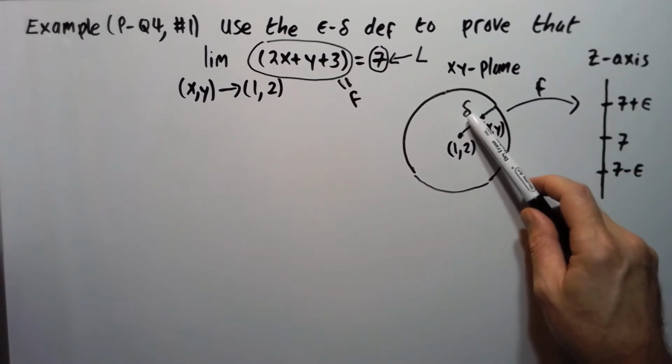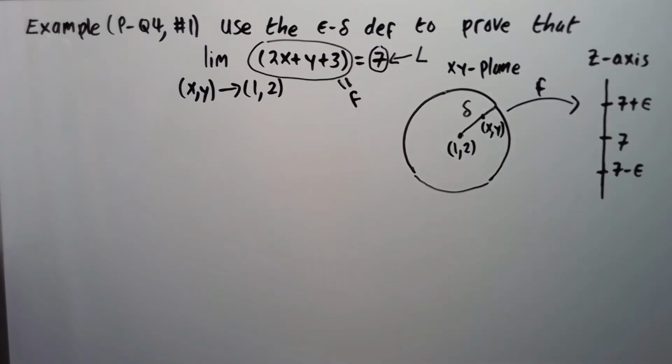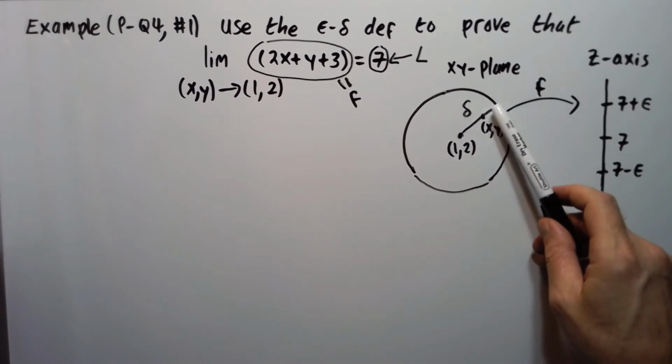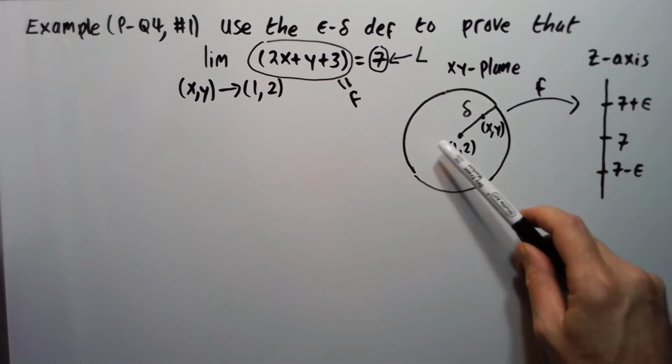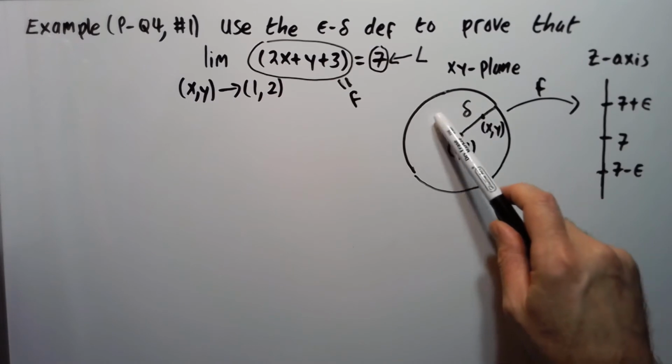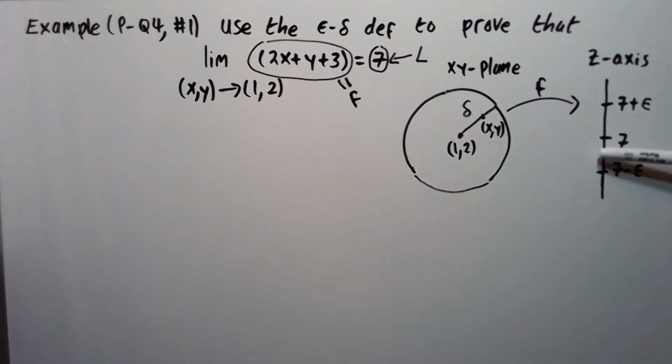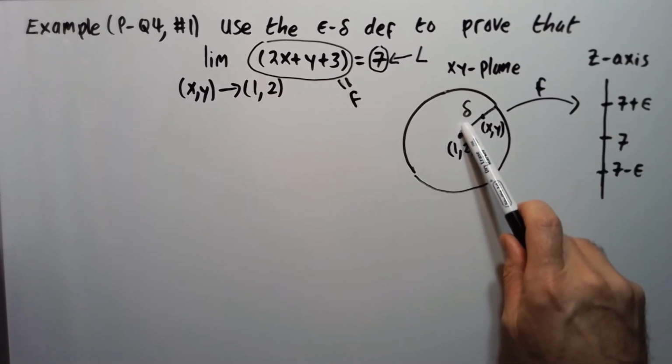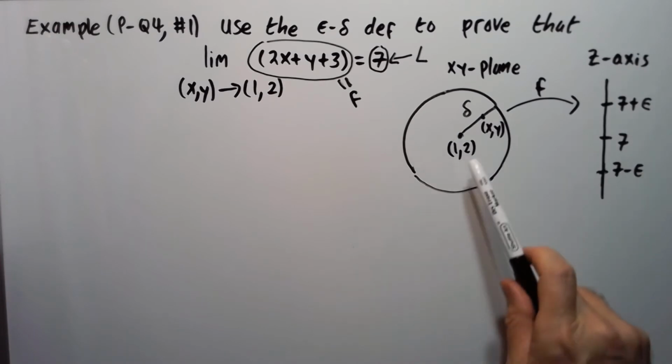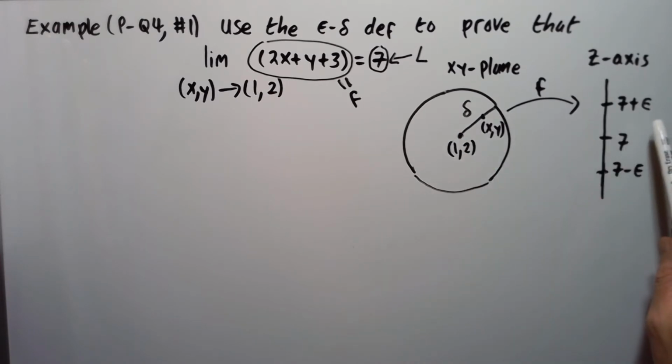I have freedom over my radius, but the epsilon delta is saying I can find a circle such that all the xy values inside the circle map in between here and here. So none of the values map up here or down here. They're all going to lie within 7 plus epsilon, 7 minus epsilon. Okay, so our job is to find the delta that works for any epsilon. So our delta is going to be some sort of function of epsilon.